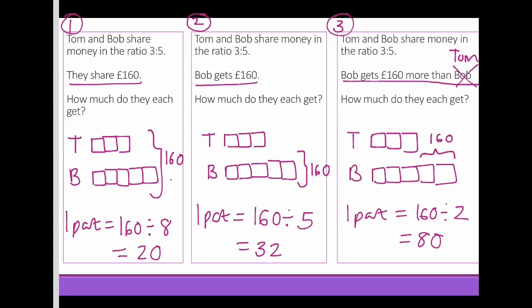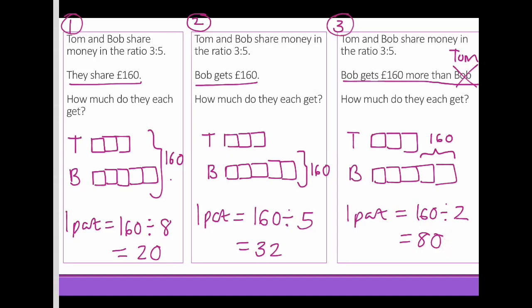So the questions are very, very similar, but this extra piece of information makes them different, and it's that difference that we display on the diagram that then helps us to work out what do we divide 160 by and what is 1 part equivalent to, because this one's 1 part's 20, this one part is 32, and this one part is 80.